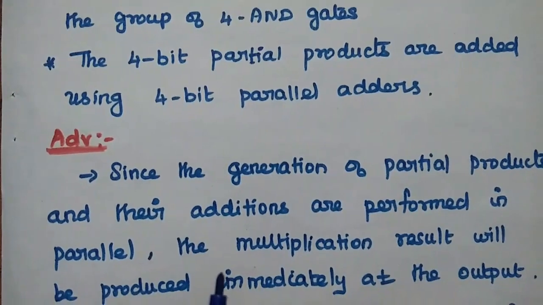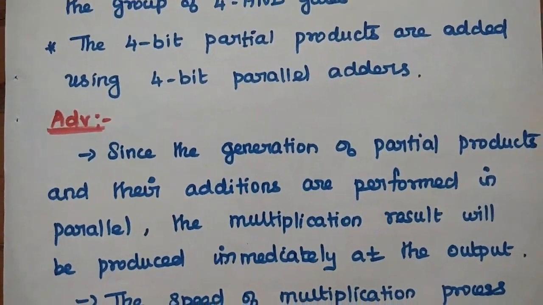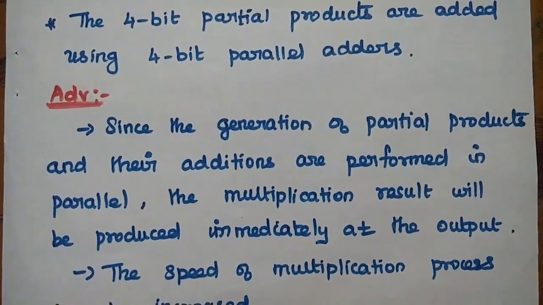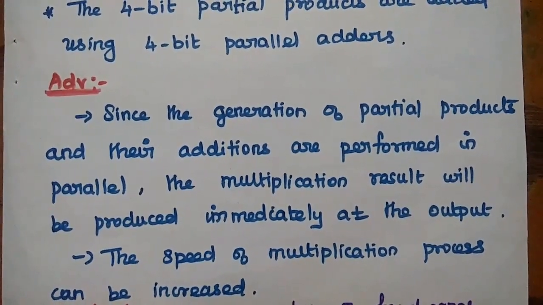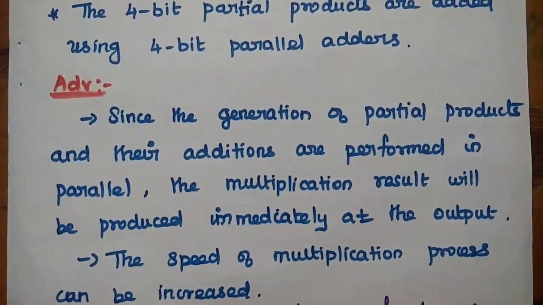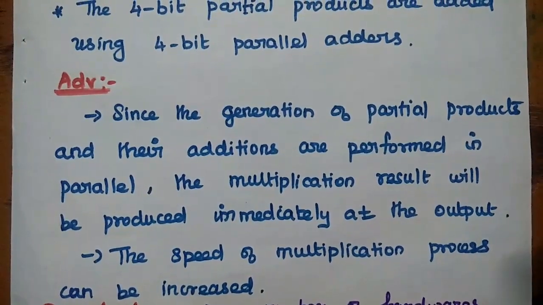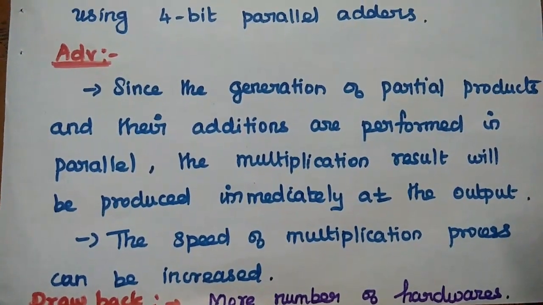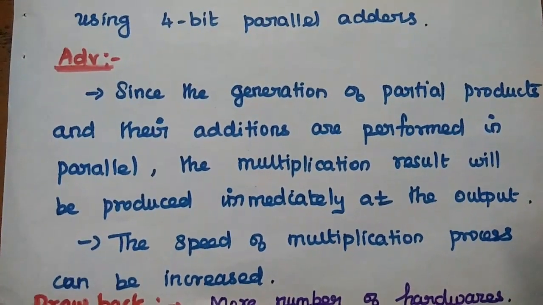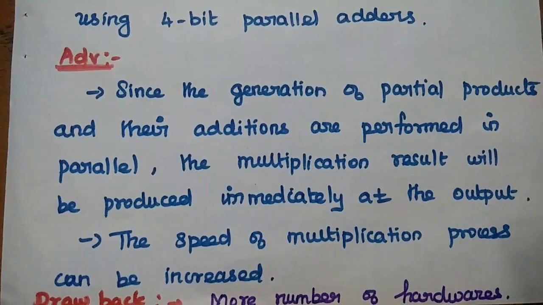The major advantage of this parallel multiplier, we can say, is that since the generation of partial products and their additions are performed in parallel, that is, simultaneously, the multiplication result will be produced immediately at the output. So we can get the multiplication output very quickly. The speed of the multiplication process is increased in this parallel multiplier.